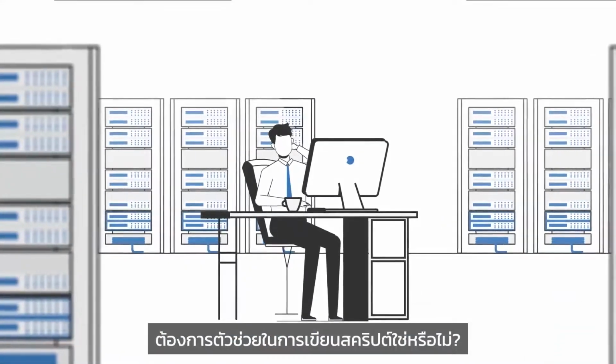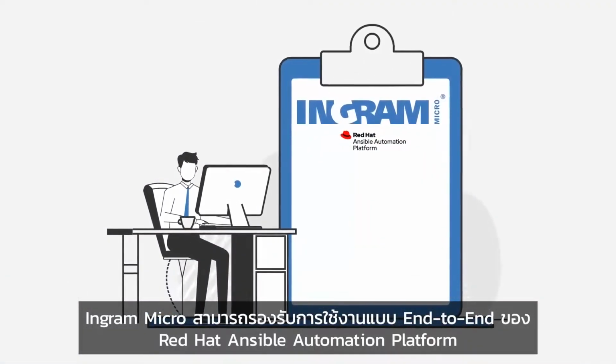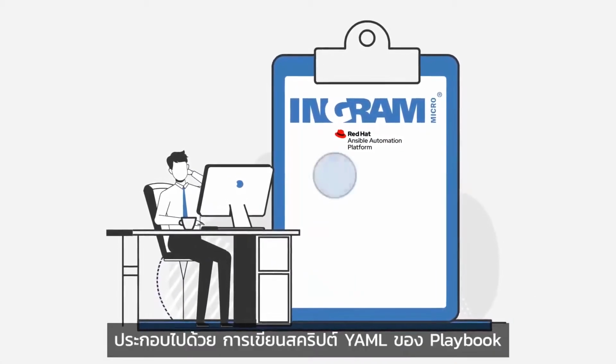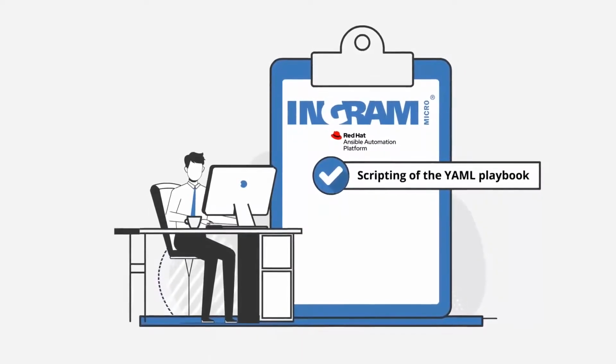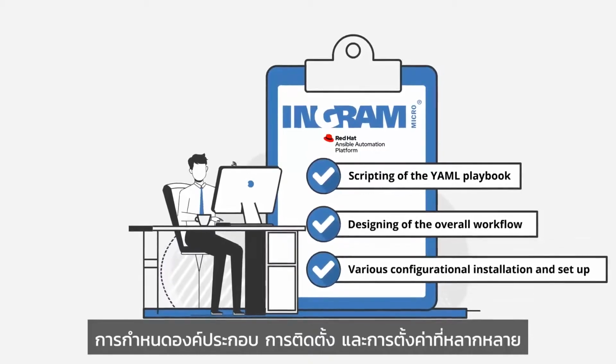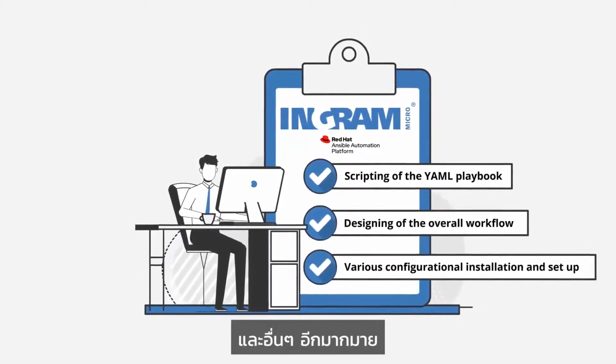Need support in scripting? Ingram Micro supports end-to-end deployment of the Red Hat Ansible automation platform, including scripting of the YAML playbook, designing of the overall workflow, various configurational installation and setup, and many more.